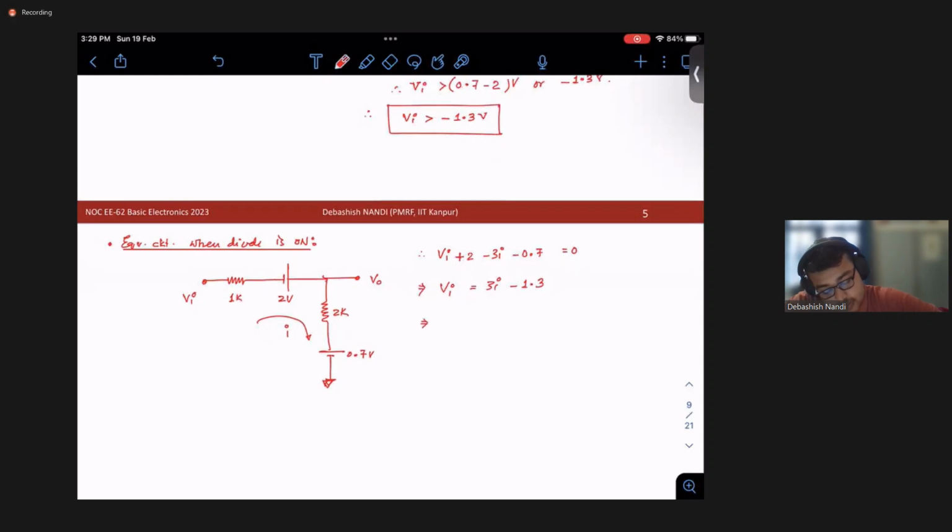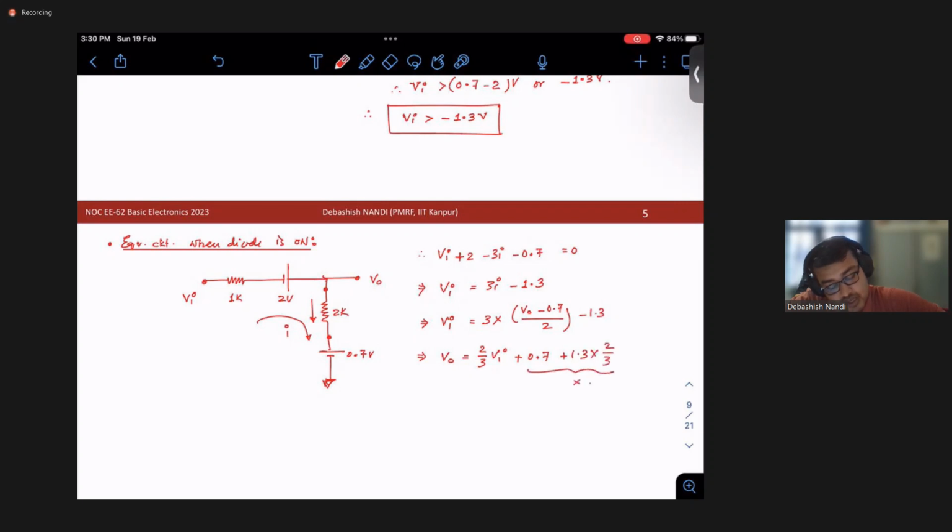So what is your I? I is nothing but current flowing in this. So Vi is 3 into V0 minus 0.7 by 2 minus 1.3. So your V0 will be 2 over 3 times Vi, and this is 1.5 to. This will go to this side, so it will be plus 0.7 if I multiply it by 2 by 3 and plus 1.3 into 2 by 3.